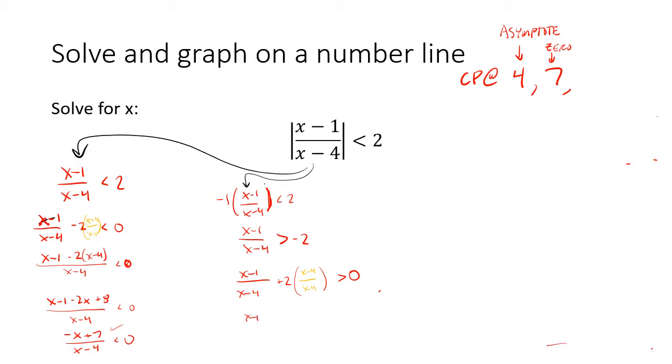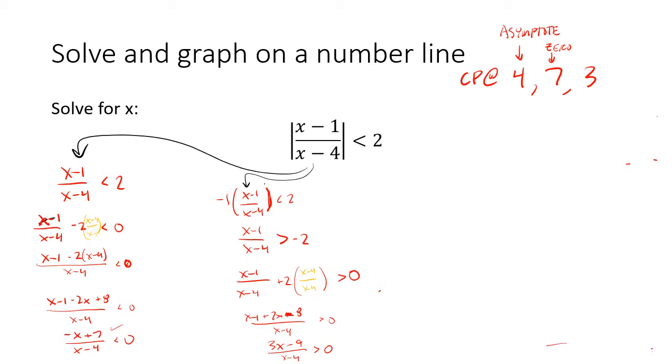Okay, x minus 1 plus 2x minus 8, divided by x minus 4. And on the top then we'll have 3x minus 9 divided by x minus 4 is greater than 0, right? So what would x need to be in order for this to be a 0? It would need to be 3. Okay, so 3 is my last critical point. Okay, cool. We got it.